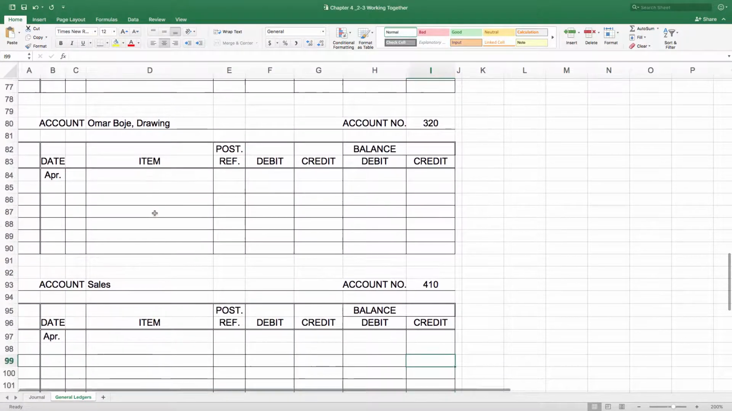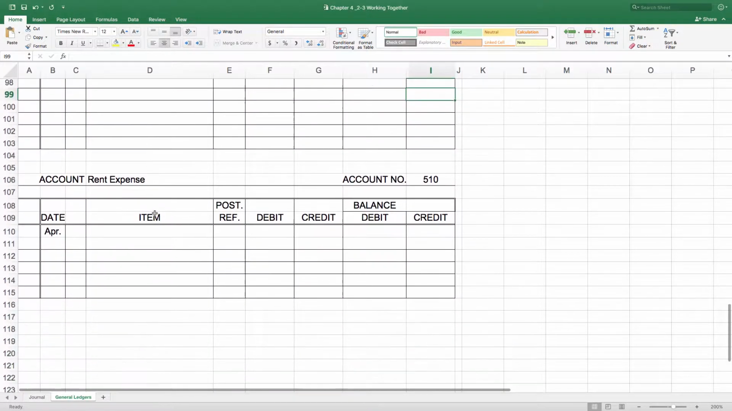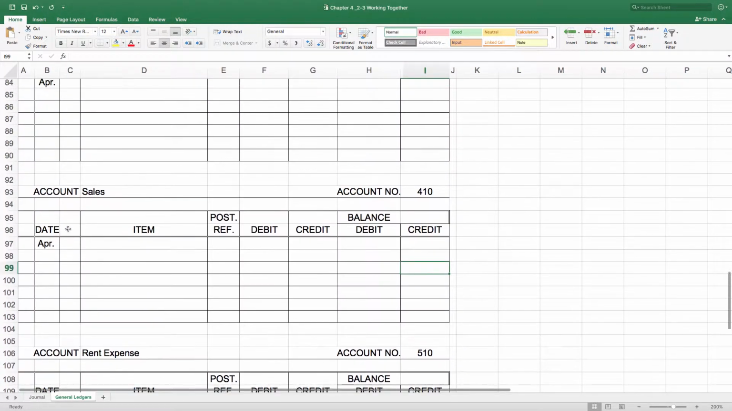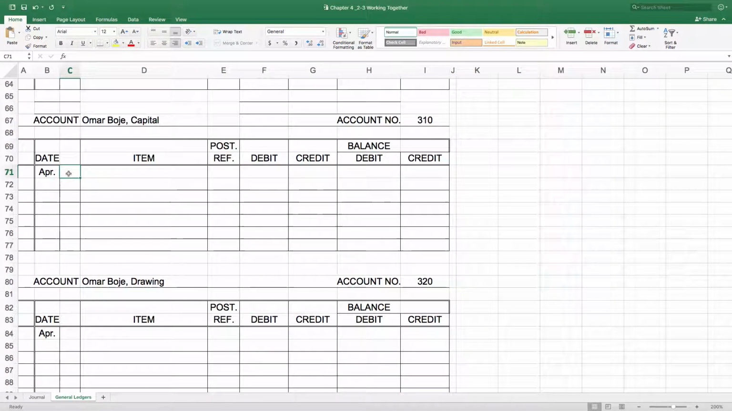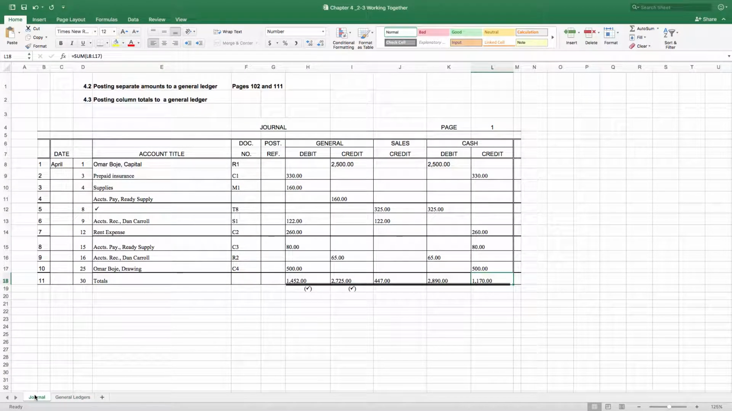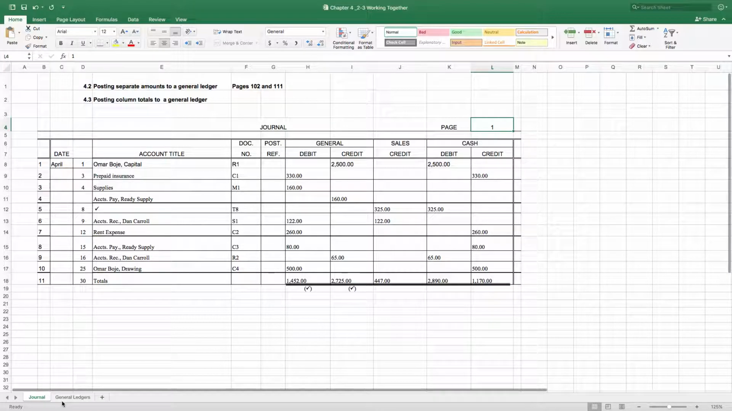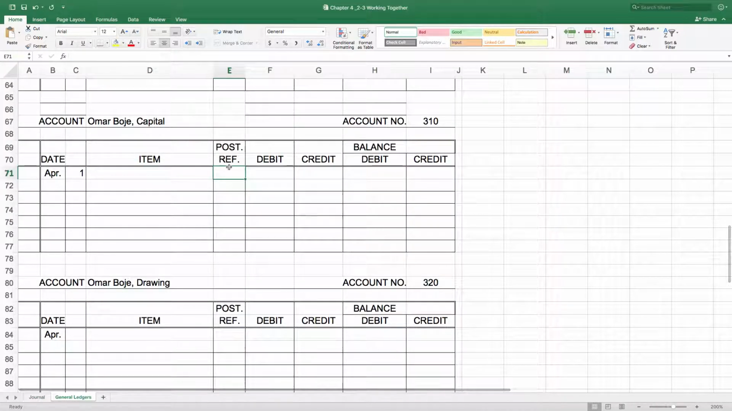Now, let's find the capital account, Mr. Bohe. And the date is April the 1st. Notice that the month is in there for you. However, you're going to have to record the day, April the 1st. And remember that the post reference section is always the page number of your journal. When we go back to the journal tab and look at our page number, the page number is 1. And that is going to always be the posting reference section of the general ledger. So you'll put 1 there.